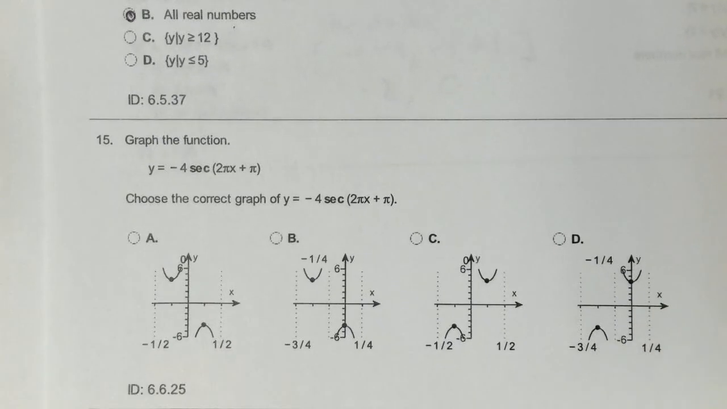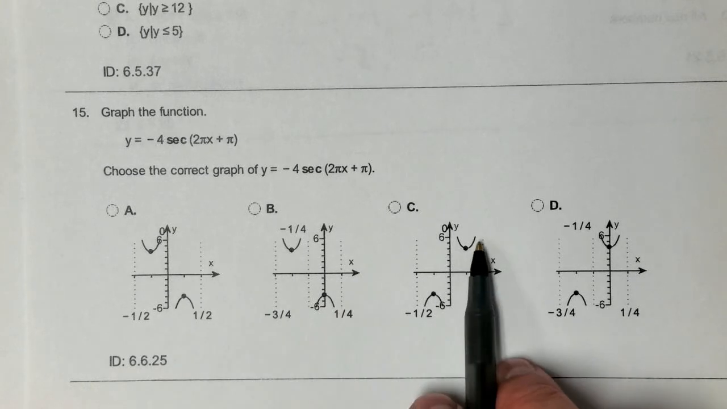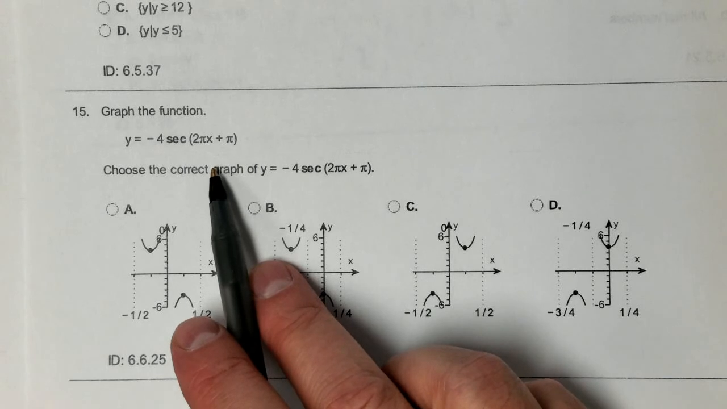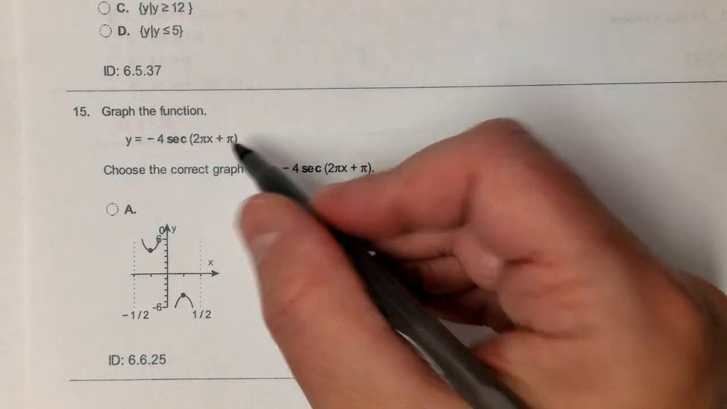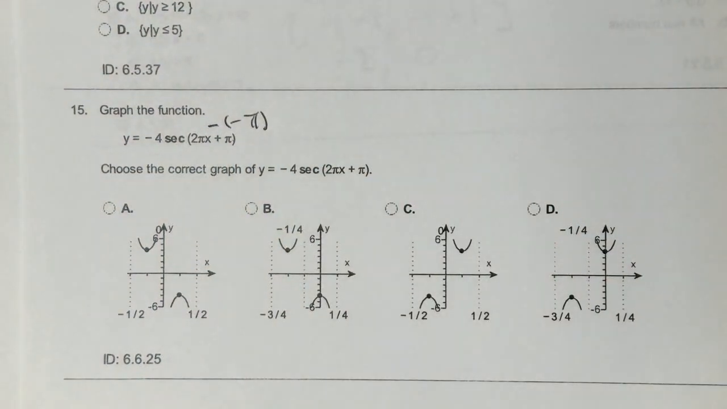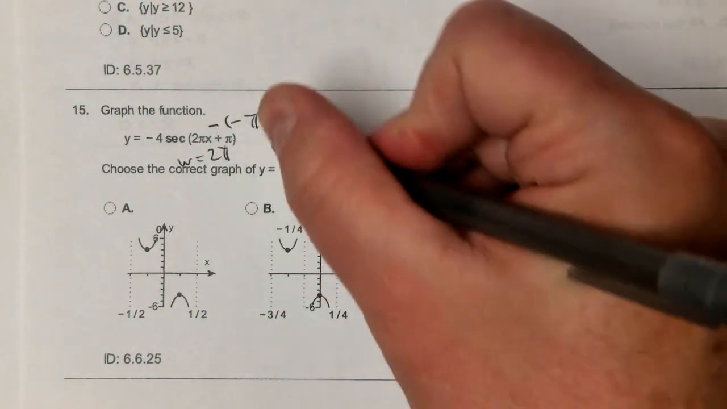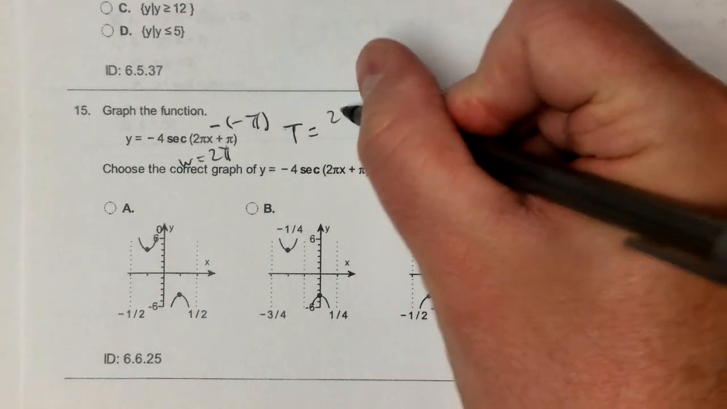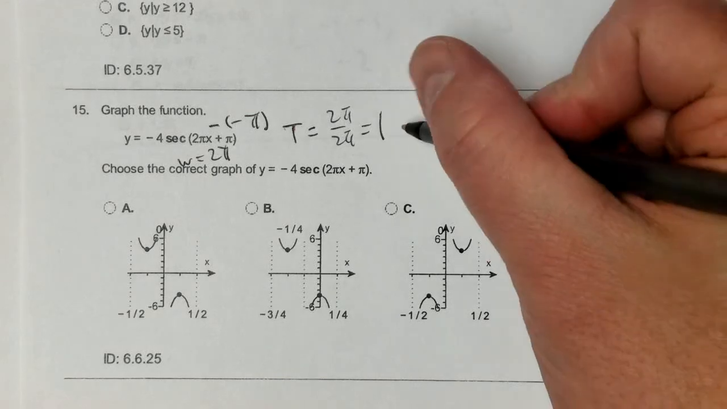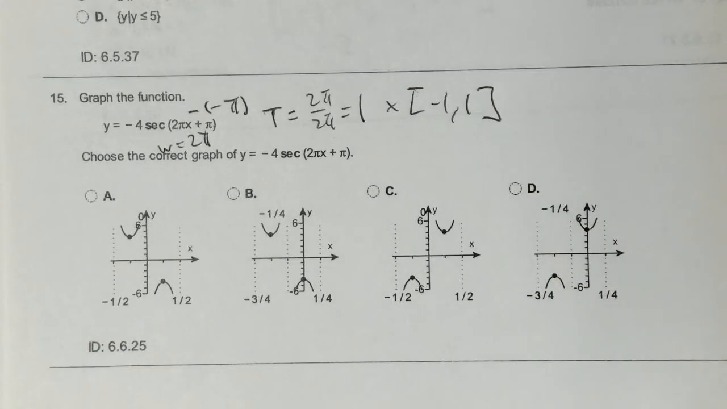Okay, this one's a little bit trickier than you may think. I know it's just choosing a graph, but what we have is plus pi, so that's going to be minus and negative pi. Our W is 2 pi, so our period would be 2 pi divided by 2 pi, which is just 1. So because of that, I want to use a window from -1 to 1, and then just look at it.